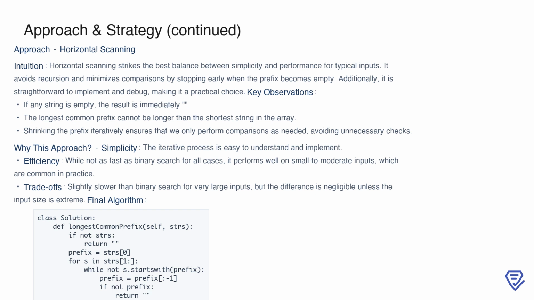While horizontal scanning may not be as fast as binary search for extremely large inputs, its simplicity and efficiency make it a practical choice for most real-world scenarios. The algorithm itself is straightforward: initialize the prefix as the first string, then iteratively compare and reduce it with each subsequent string, stopping early if the prefix becomes empty.